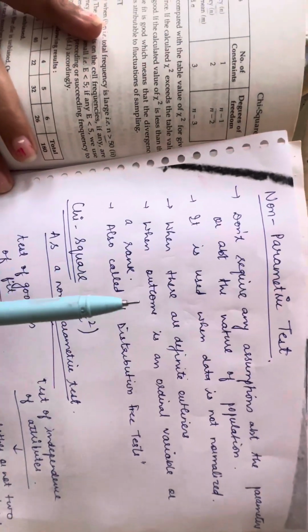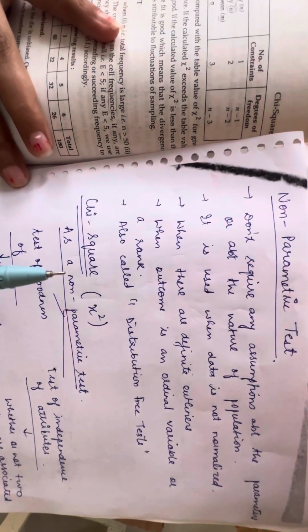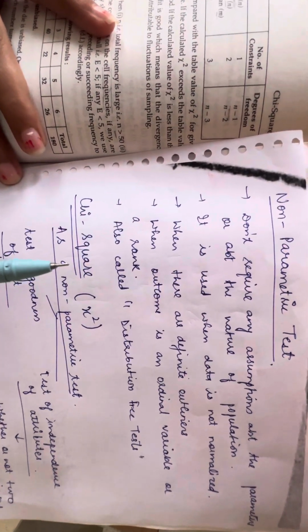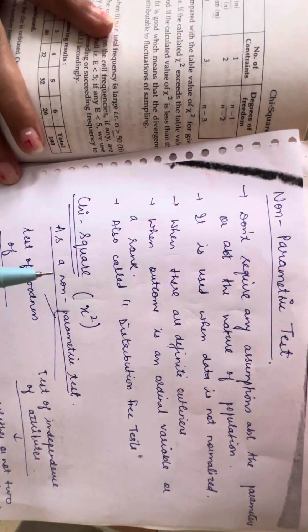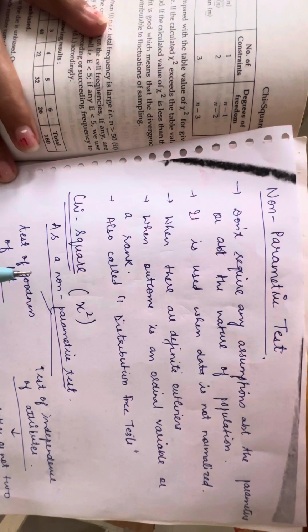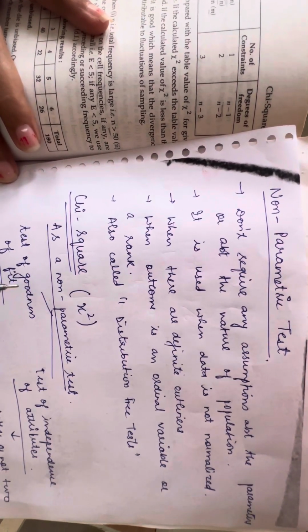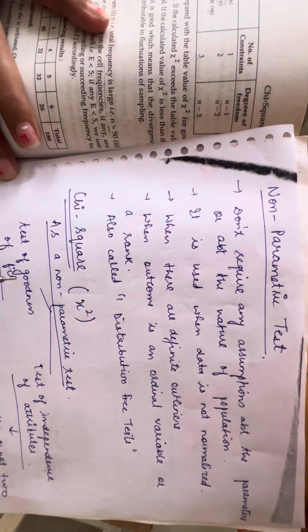Good morning. Today we are going to discuss the non-parametric test. Earlier we did the parametric tests, under which we covered the Z test, T test, and ANOVA, and we know that under the parametric test the data should be normalized. But what would be the case when the data is not normalized? Which test are we going to apply?